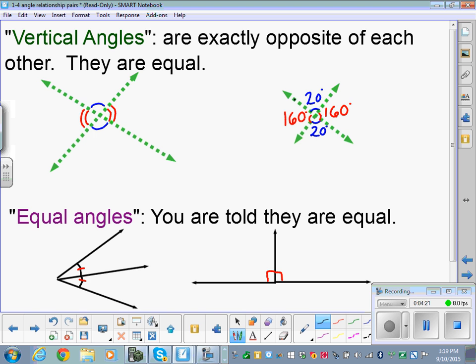Now notice also we have a half circle right there, so those together better add up to be 180. And they do, we're good, because 20 degrees plus 60 degrees is 180. Okay, now moving on to equal angles.